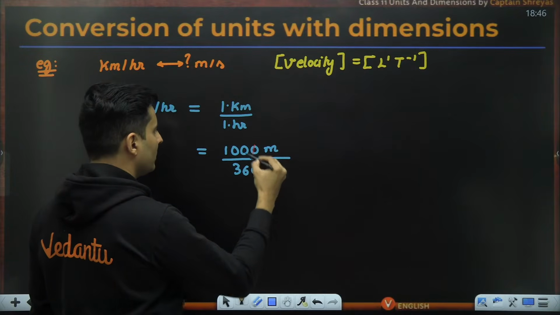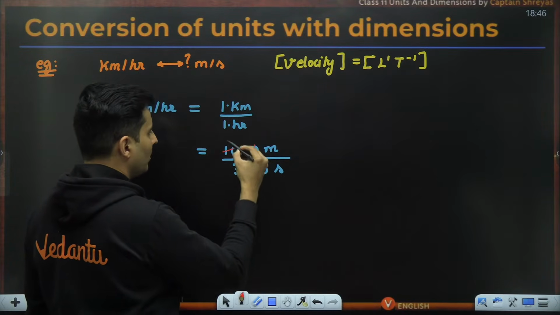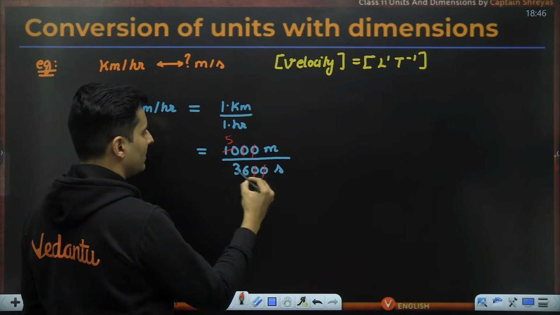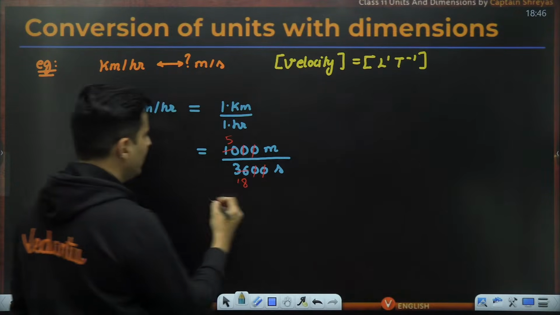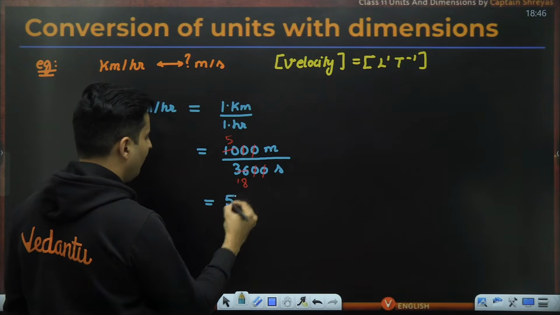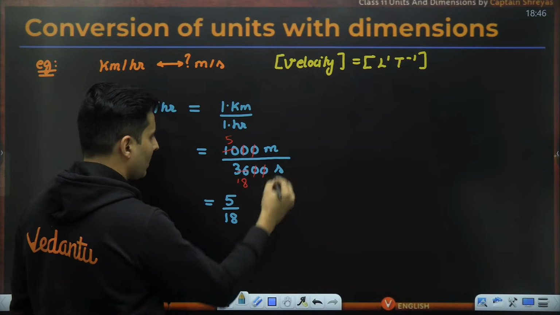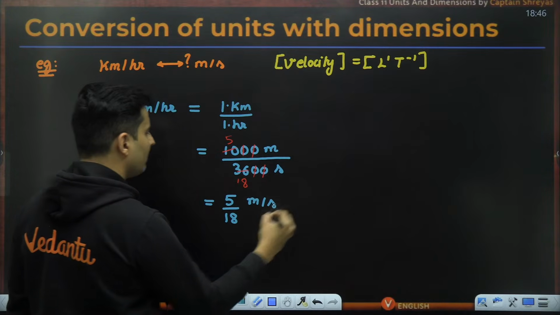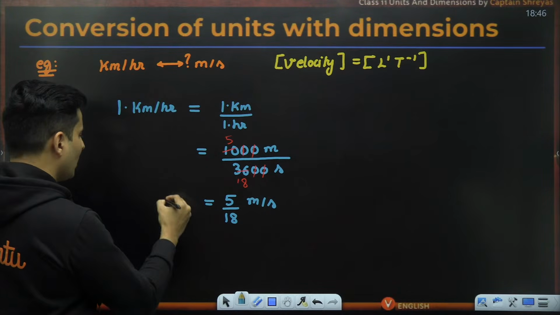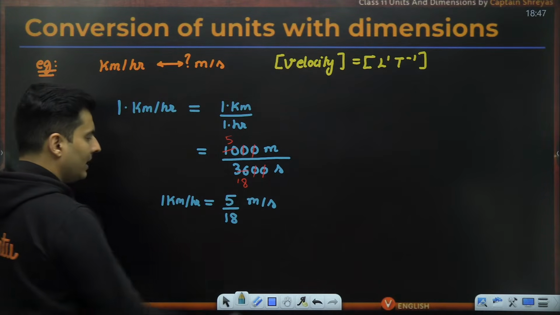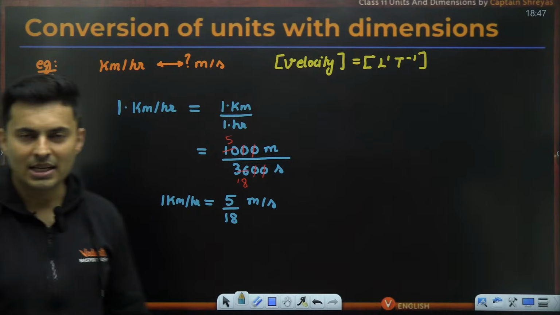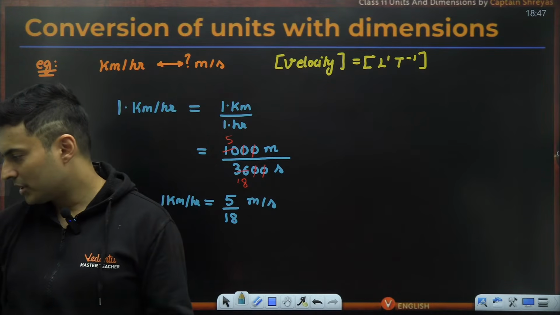This 0, this 0, this 0, this 0 went. 10 goes by 2 5 times, 36 go by 2 18 times. So therefore, I'll be left with nothing but 5 by 18. This is nothing but meters per second. That's it. So 100%, 1 kilometer per hour is 5 by 18 meters per second. That's it. I have got it.